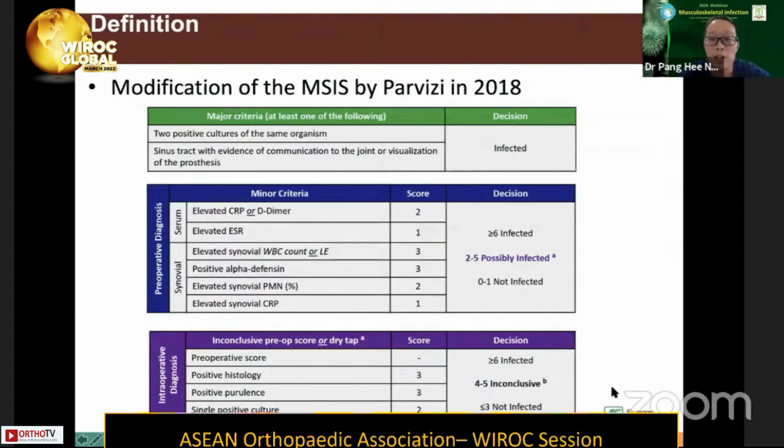Essentially, the major criteria are the same. He added the synovial test, which is the alpha defensin, and he stratified the minor criteria.